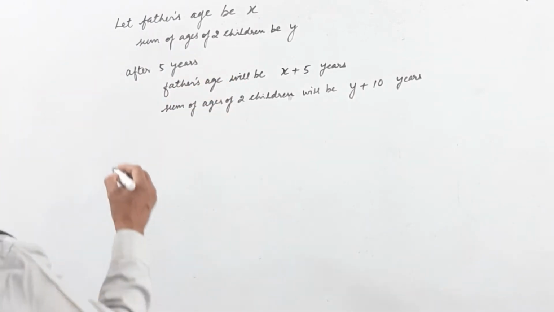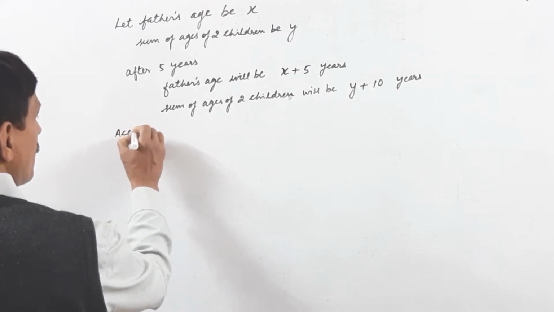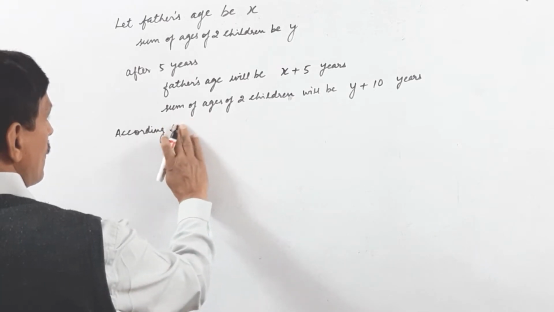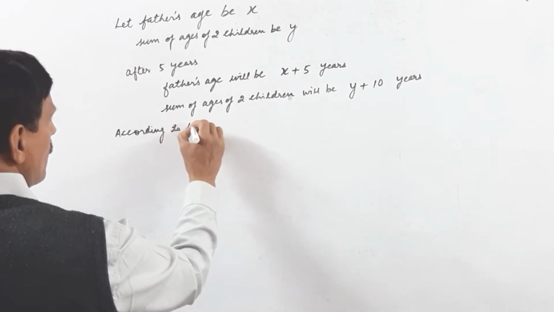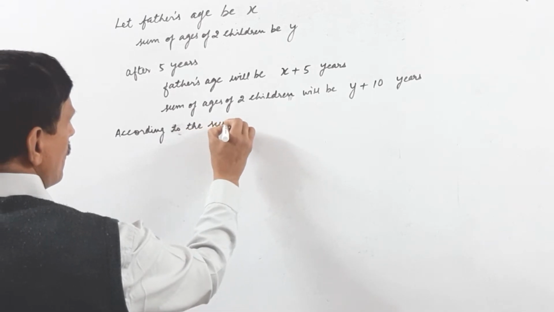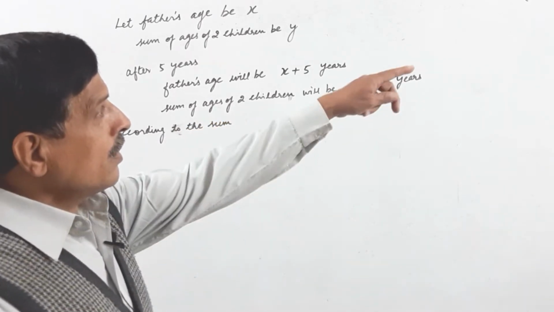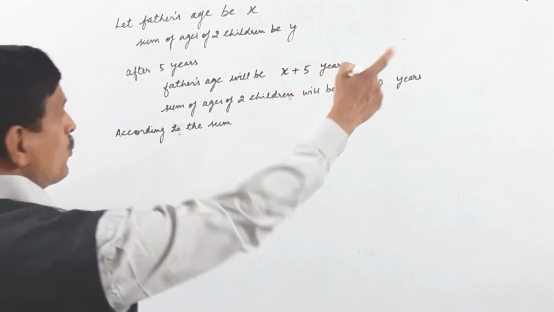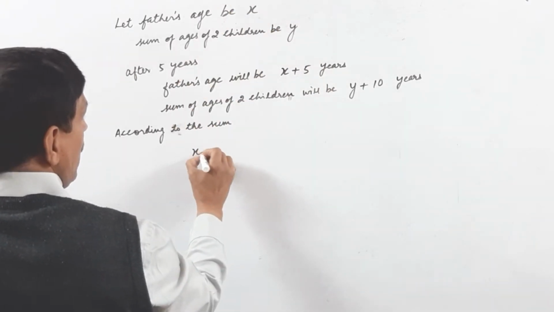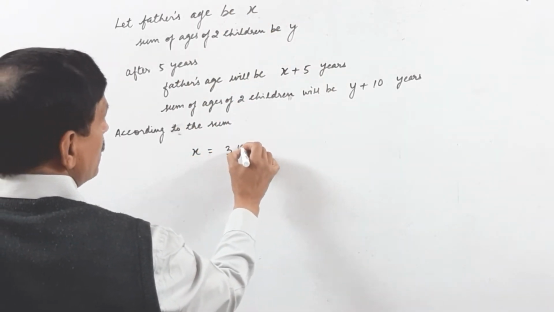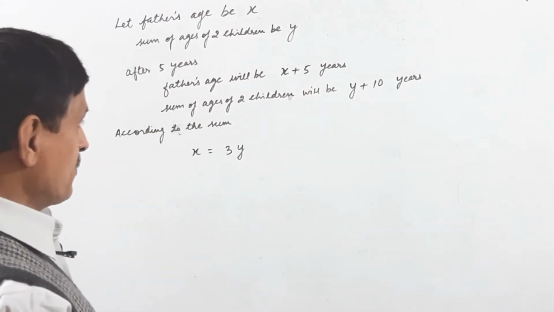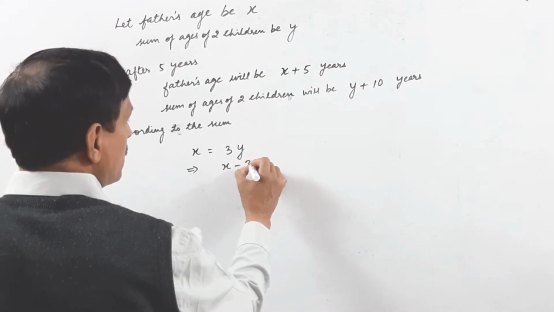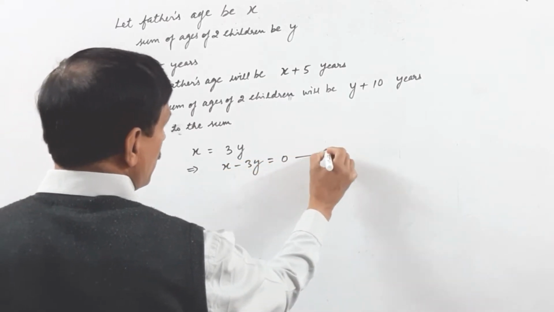Now according to question, father's present age is 3 times the sum of the ages of 2 children. So x is equal to 3 times of sum of ages, and it implies x minus 3y is equal to 0. This is equation 1.